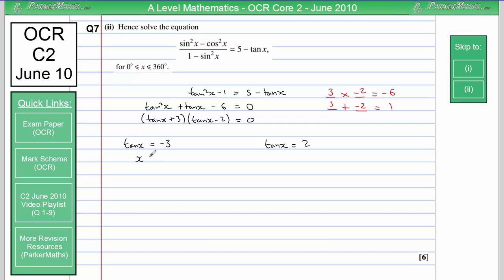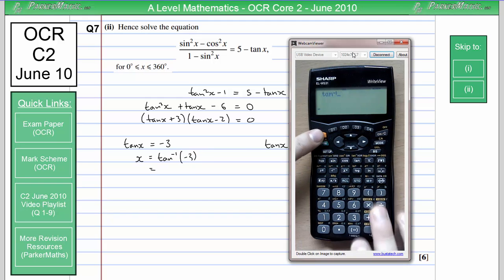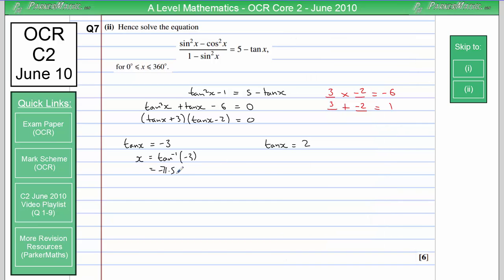I'll start by getting all the solutions for this equation here. So to find x, I need to do inverse tan of minus 3. Make sure your calculator is in degrees mode to do this, because we're solving between 0 and 360, and that gives me a solution that says minus 71.5 and so on. However, this solution isn't within my limits of 0 to 360, so this won't be one of my answers.